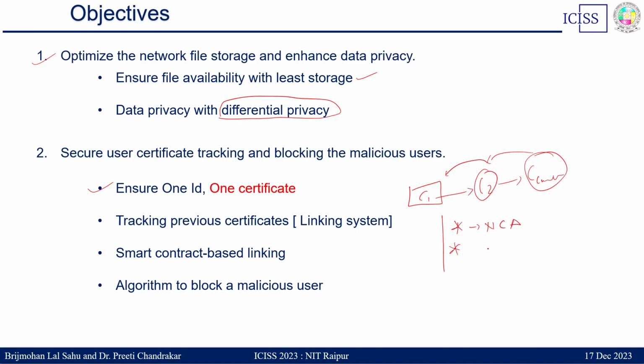The certificate is blocked due to some malicious attacks, or like key theft. The certificate is maybe blocked because of time expiry. So we figured out some 4 to 5 variables. Through that, we can create a linking system, and we also linked it through the smart contract.